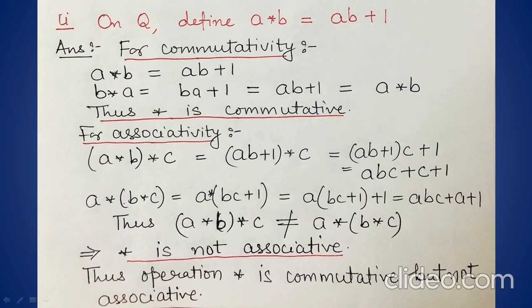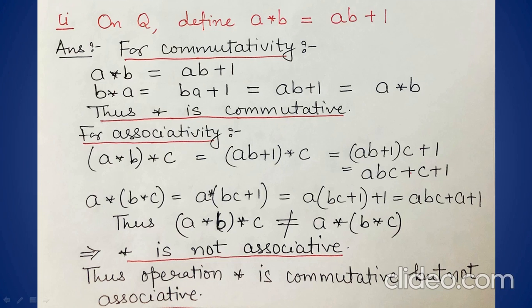Now we find out A star bracket B star C. That is equal to A star, and on this bracket B star C, apply the operation. It becomes BC plus 1. Now again we have two elements. First is A and second is BC plus 1. And we apply the binary operation on these two. So it becomes first element, that is A, into second element, that is BC plus 1, and plus 1. So multiplying this bracket with A, we get ABC plus 1 into A plus 1.